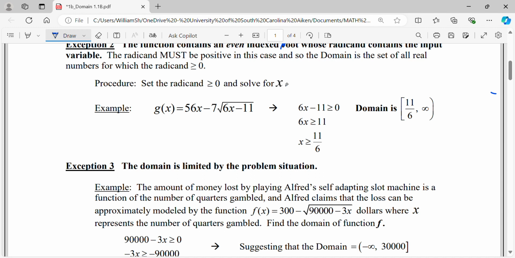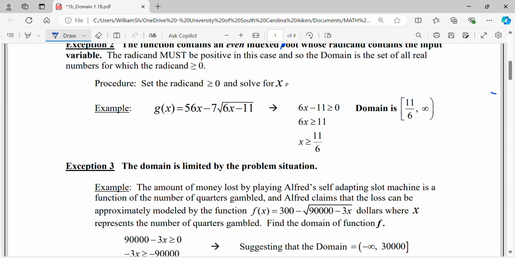Now, in our first example, it says g of x equals 56x minus 7 square root 6x minus 11. We need to look at the radicand, which is the part inside the square root in this case. If it's an even index root, which means 2s, 4s, 6s, 8s, 10s. If it doesn't give you a number here, it's assumed to be 2. Otherwise, it'll have a 3, 4, 5, 6, 7, 8. If it's an even number in there, or assumed to be an even number, then we have to worry about it being greater than or equal to 0 because we can't take an even root of a negative number.